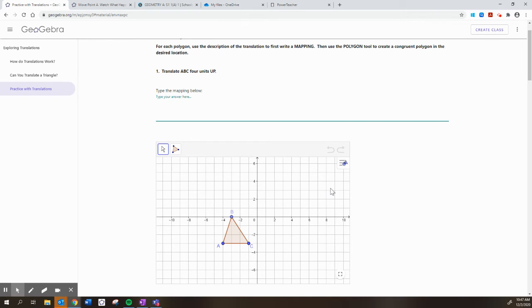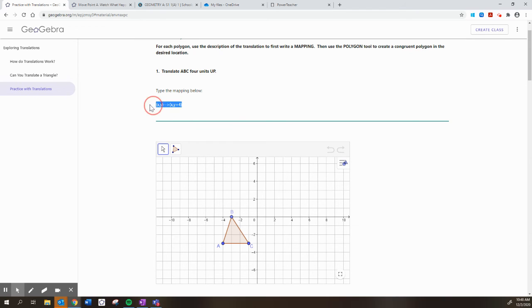I asked you to do 2 things on this assignment. One is to write a mapping. So if we want to translate this 4 units up, we would just type in, well, we'll take our original x and y, like so. We have to do an arrow. So the way that I type an arrow is minus, minus, greater than, right? It looks like an arrow. So take the original x and y. It doesn't say anything about moving left and right. So that means the original x isn't going to change. It's not going to move left or right. But it does say that I'm supposed to move it 4 units up. So the original y should have a 4 added to it.